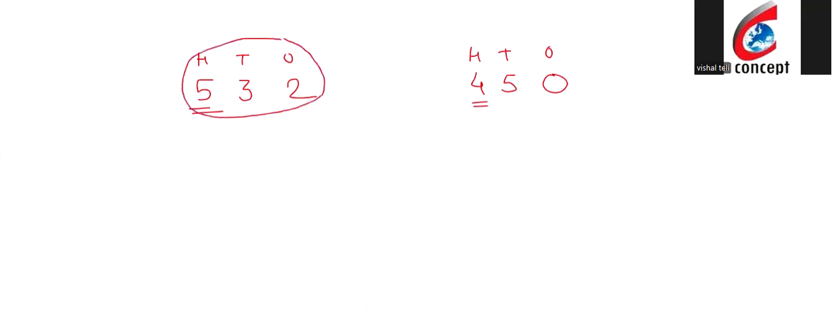See, we have 532, and here another number 450. Okay. Check the first number. Okay. This is 100 place. This is tens place. This is ones place. Again, this is 100 place. This is tens place and ones place. So check the first number. Here we have 5 and here we have 4. Okay, that means this number is greater number. Okay, because 5 is greater than 4.